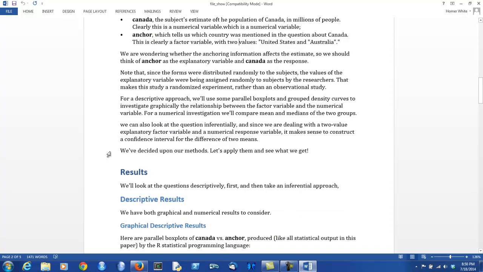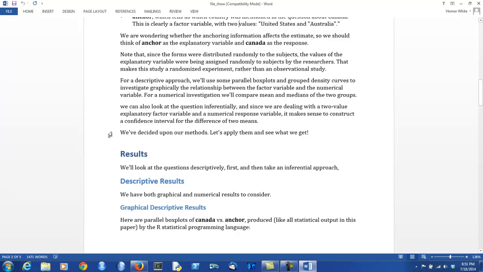We've got a factor variable and a numerical response, so we can clearly do some graphical analysis with things like pairs of histograms or box plots or density curves that are broken down into the two groups according to the values of the factor variable, US and Australia. Also, when we look at the question inferentially, we notice that the factor variable has two values. The response variable is numerical, so we could compare two means. We could be interested in the difference of two means in terms of parameters. As an inferential tool at this stage in the course, we can look at confidence intervals for the difference of two means. That's what we'll go with.